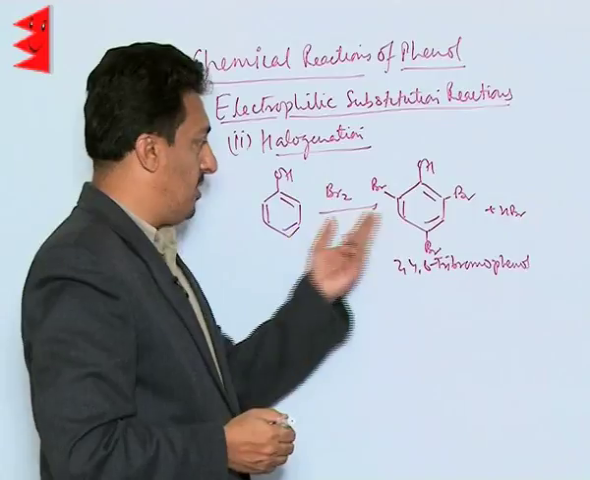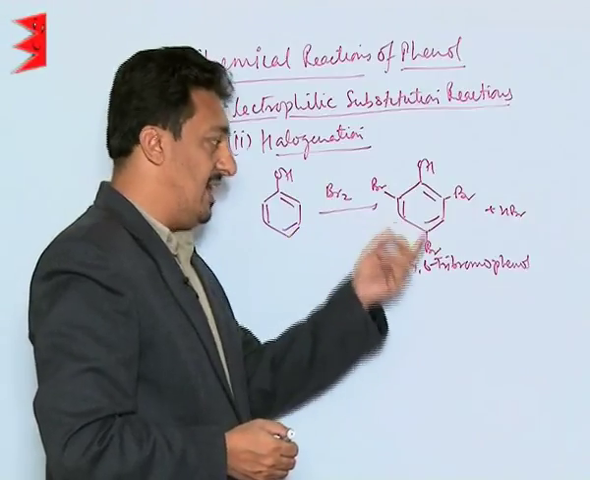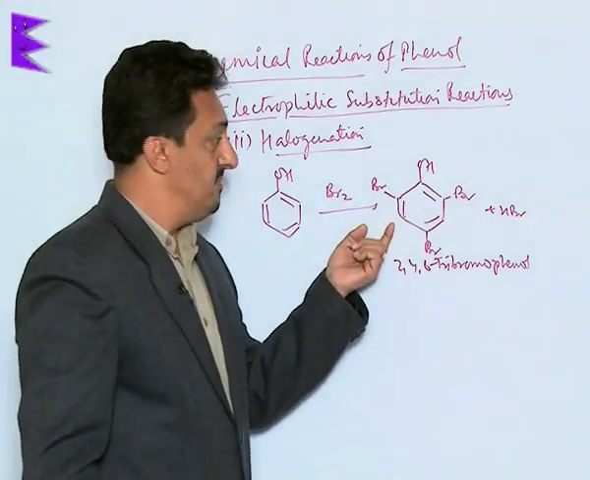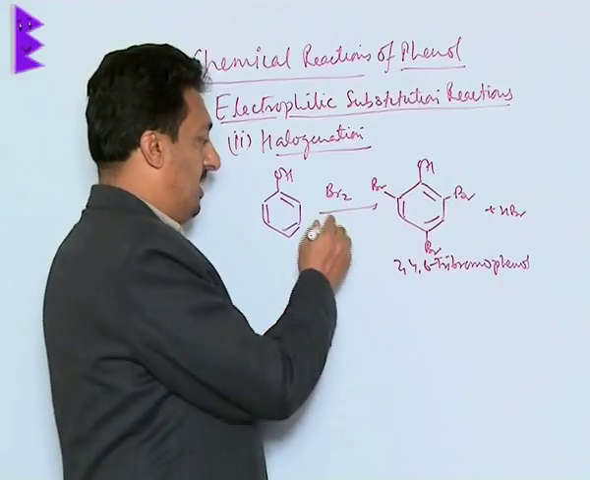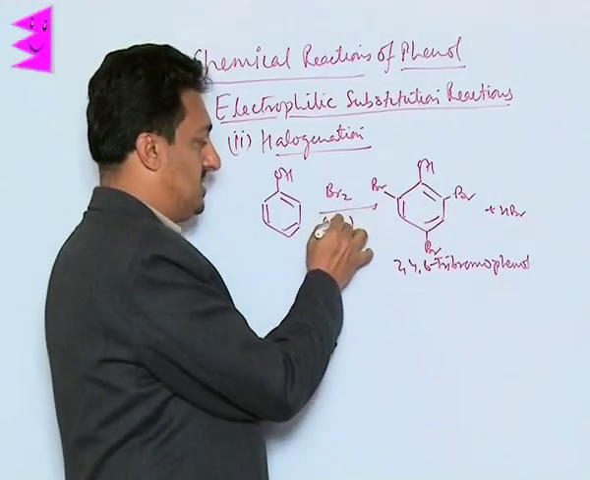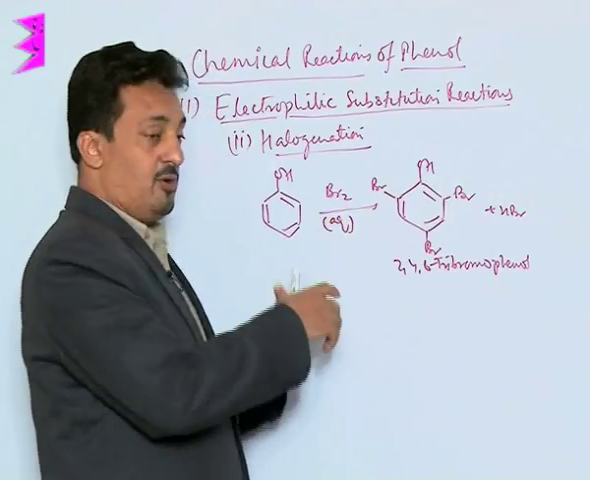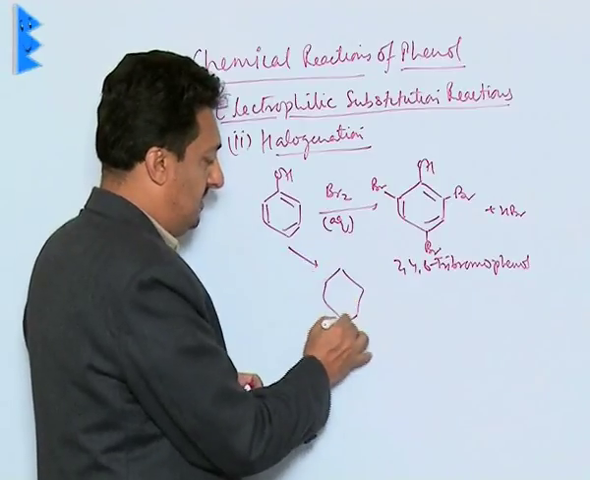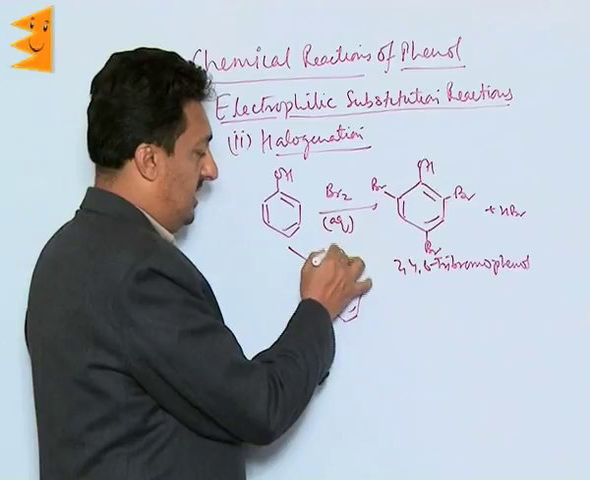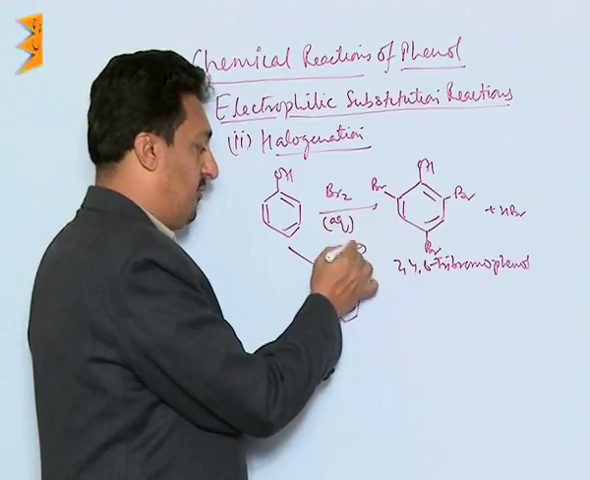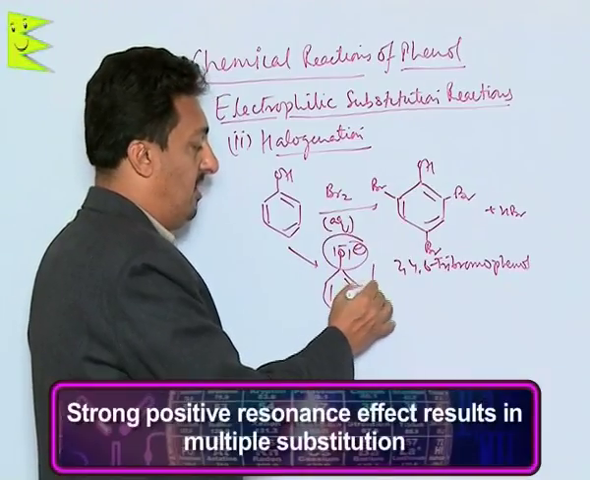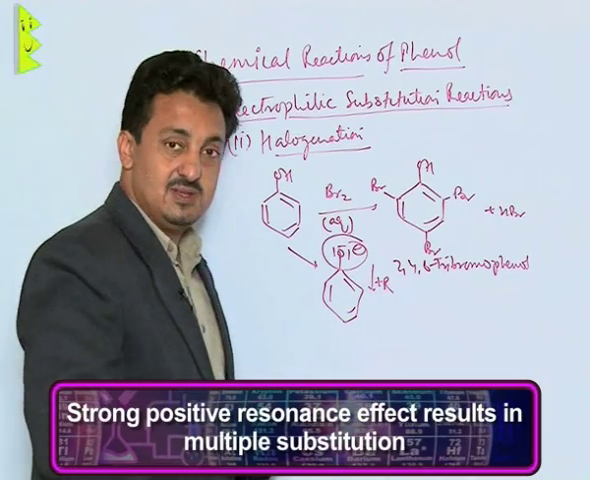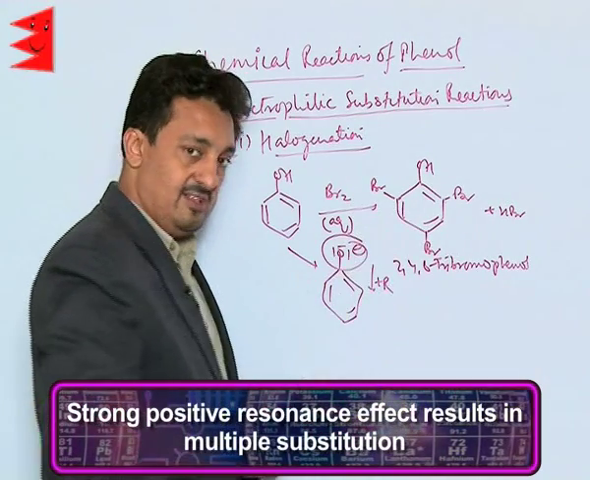Now what is most important to note in this case is we are getting a tri-substituted product because in the polar medium, or in the aqueous medium, the phenol gets broken down to phenoxide ion, and this phenoxide ion, since it has a negative charge on the oxygen, therefore this species becomes strongly showing a plus R effect, and as a result tri-substitution takes place.